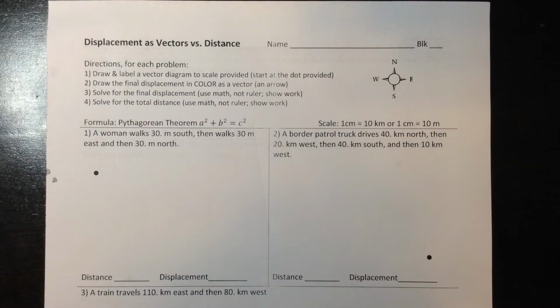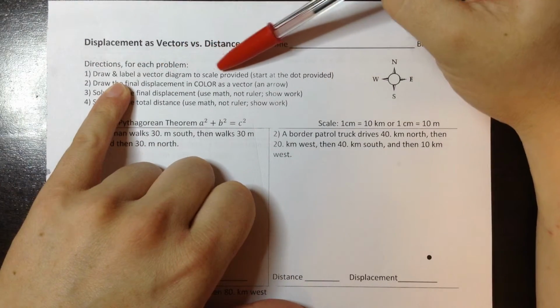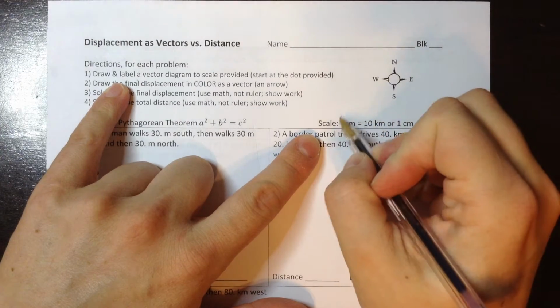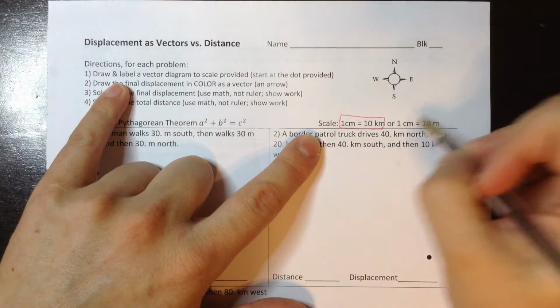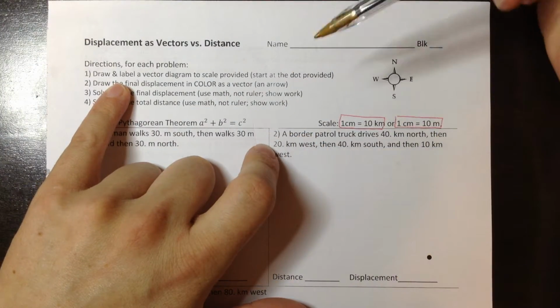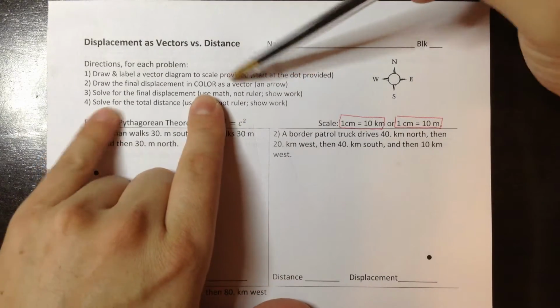Here's our practice worksheet for distance and displacement. We are going to draw and label vector diagrams to scale, okay? These are the scales: either 1 centimeter equals 10 kilometers or 1 centimeter equals 10 meters. Depending on the problem, it will be either meters or kilometers. So this one has meters, this one has kilometers, okay?